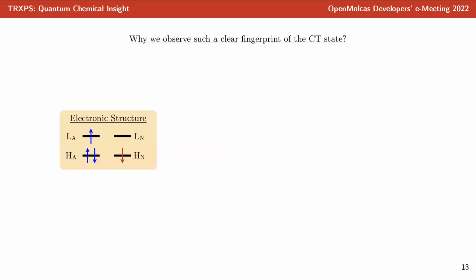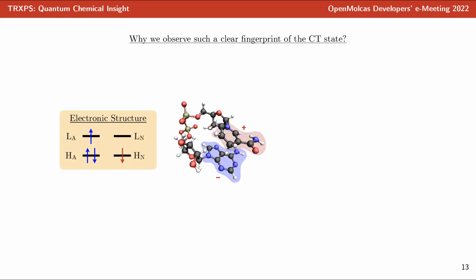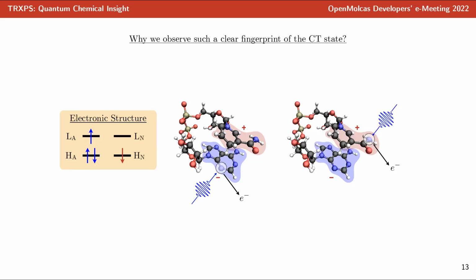But why do we observe such a clear signature of the charge transfer state? Here I reported the electronic structure of this kind of state, which is basically that one, and this implies that adenine is negatively charged and nicotinamide is positively charged. And then if we now try to ionize a nitrogen from the negatively charged moiety of the system, it costs less energy than removing an electron from the positively charged moiety of the system, but also it costs less energy than removing an electron from a neutral moiety of the system.